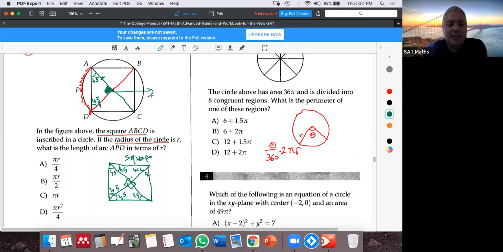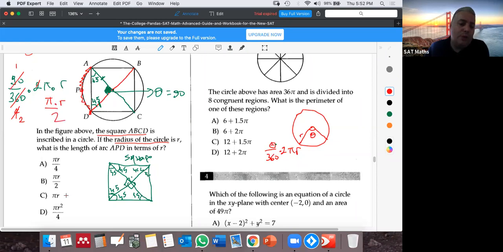Why finished? This theta is 90 degrees. So the formula: 90 over 360 times 2 times pi times r. 90 divided by 90 is 1, 360 divided by 90 is 4, 2 divided by 2 is 1, 4 divided by 2 is 2. So the result is pi times r over 2, which is part B. That's it.